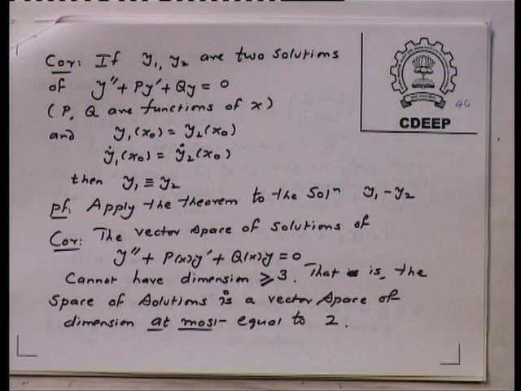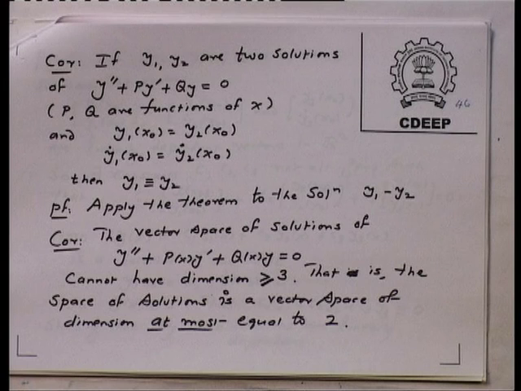So if y1 and y2 are two solutions of y double prime plus p y prime plus q y equal to 0, where p and q are functions of x, and if y1 of x naught equals y2 of x naught, and y1 dot of x naught equals y2 dot of x naught, then y1 and y2 are identical. Two solutions which agree at a point and whose derivatives also agree at that point are one and the same. In other words, specifying the function and its derivative at a point uniquely determines the solution.